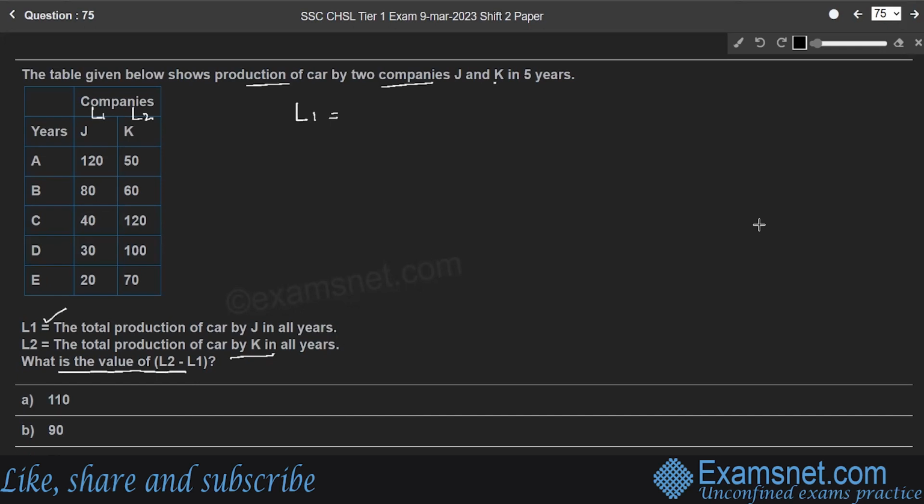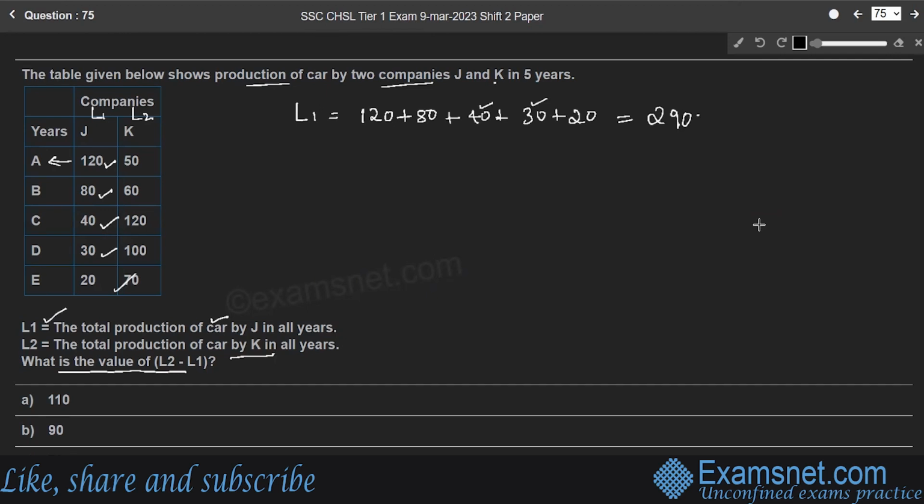So L1 is the total production of cars by J. J produces 120 cars in A year, 80 cars in B year, 40 cars in C year, and 30 and 20 cars in D and E years respectively. Therefore, totally, company J produces 120 plus 80, 200, 240, 270 and 290 cars in all 5 years.